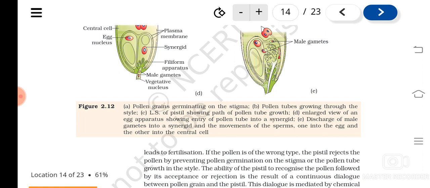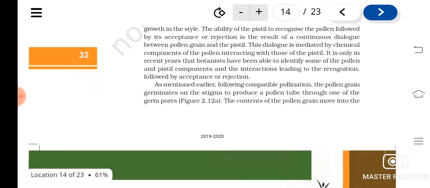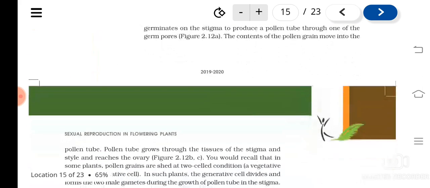Then another topic I have told is artificial hybridization. That is actually a different topic. Artificial hybridization does not come under any of this process. It's another topic. As we have studied pollen-pistil interaction, we have studied this also. So I hope this much is very clear.